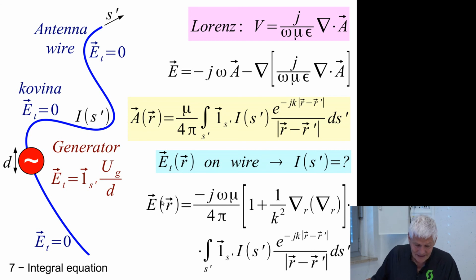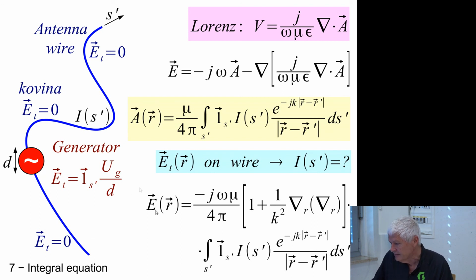Now, the real problem is the reverse of this. We know E. We know E on the wire surface. We know E on the generator. If the wire is a good conductor, then the tangential component of E, that parallel to the wire, should be 0, because the wire is a metal. Over the generator, we also have some electric field that is proportional to the voltage of the generator divided by the dimension d of the generator. So we know the electric field all along the wire, including the generator.